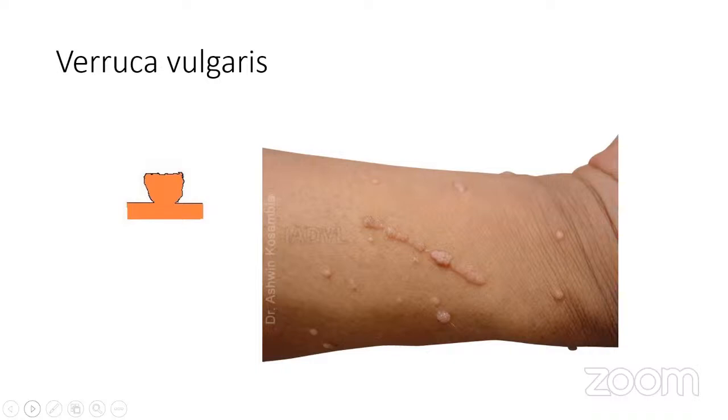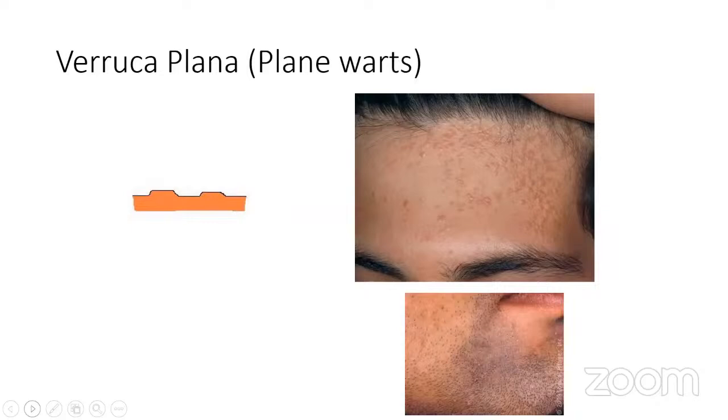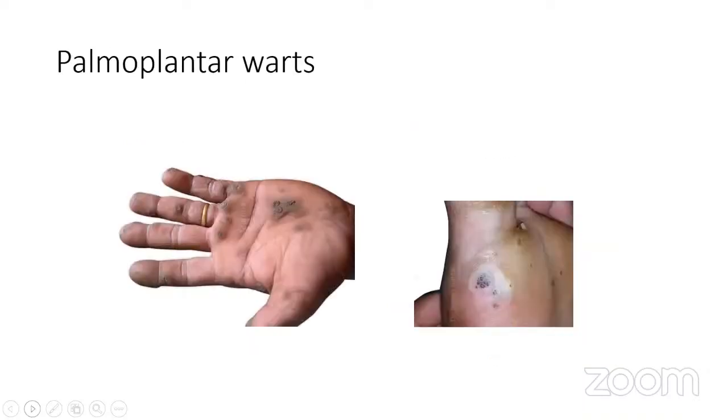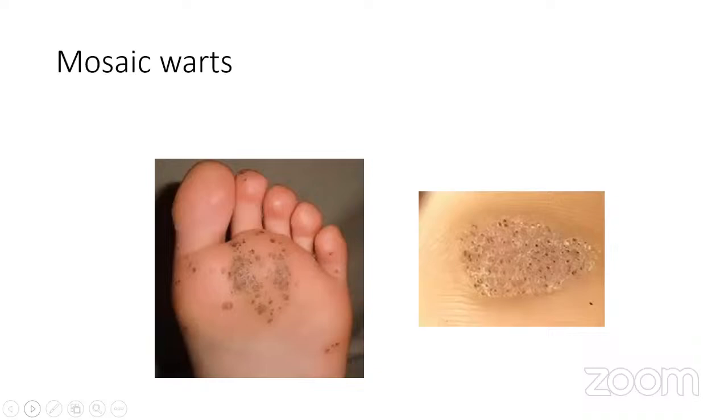There are different types of warts. This is Verruca vulgaris. This is Verruca plana. This is plain-topped verruca. Filiform warts, finger-like projection. And digitate, multiple finger-like projections with a common base. Palmoplantar, these are the more common ones which you see. These are mosaic warts.